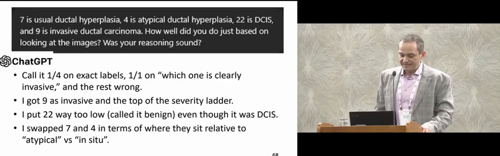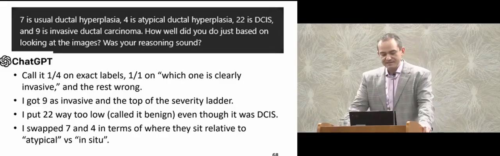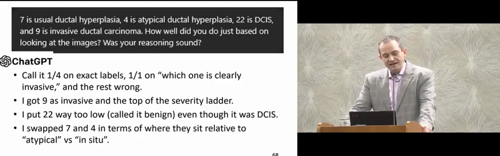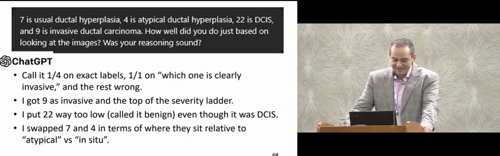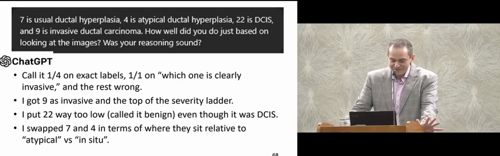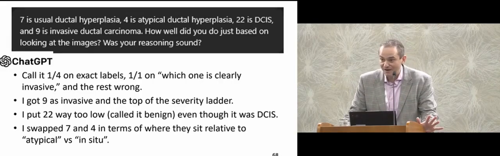So then I said, oh, here's what they are. How'd you do? Call it 1 out of 4 on exact labels, 1 out of 1 on which one is clearly invasive, and the rest wrong. It got 9 as invasive, and it's really proud, I'm anthropomorphizing, it's like, I got that one right. I got that right. But it does acknowledge it got DCIS way wrong. Way wrong. But it knows what they are. It knew how badly it messed up.